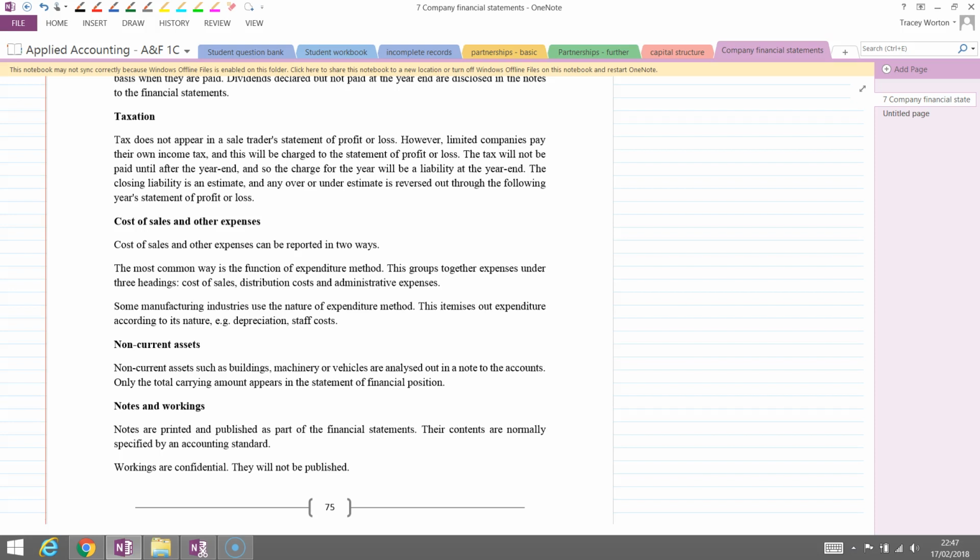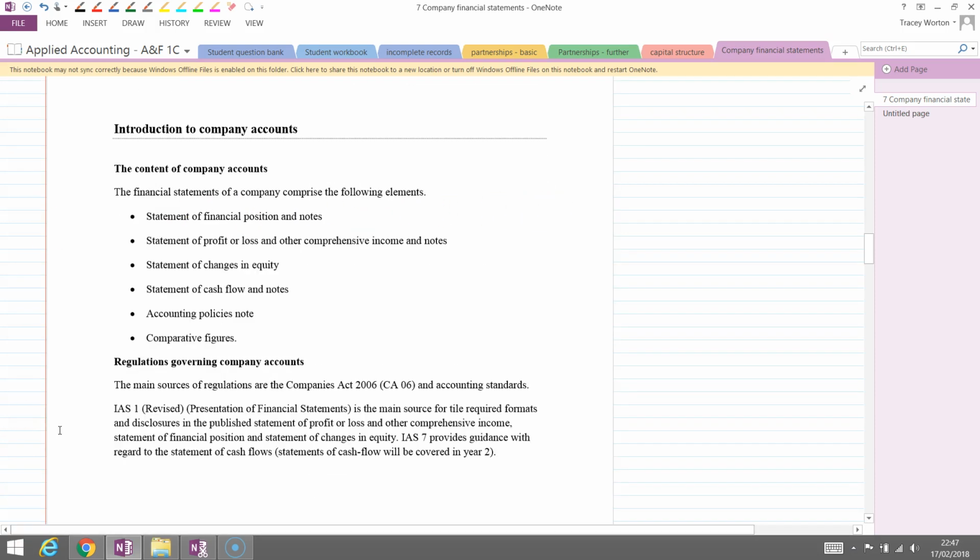Notes and workings. The notes are printed and published as part of the financial statements. Their contents are normally specified by an accounting standard. Workings are confidential and they will not be published. The contents of a company's financial statements will consist of a statement of financial position and the notes, statement of profit and loss and any other comprehensive income and notes, a statement of changes in equity, a statement of cash flows and notes, accounting policies notes, and comparative figures.